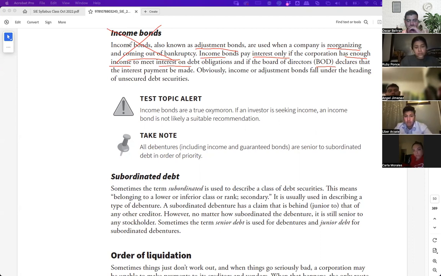Because they're just coming out of bankruptcy. Exactly. So are they guaranteed that income every quarter? No. No, right? So that's why it's not good for them. Okay.